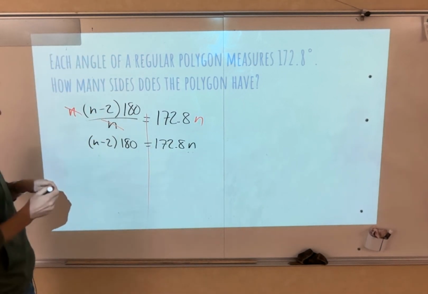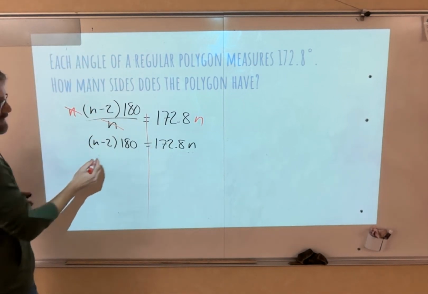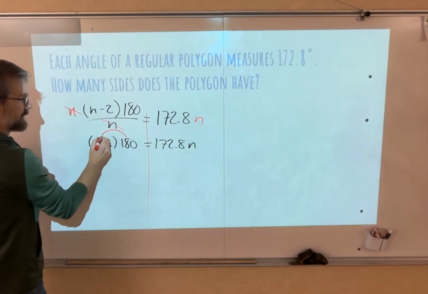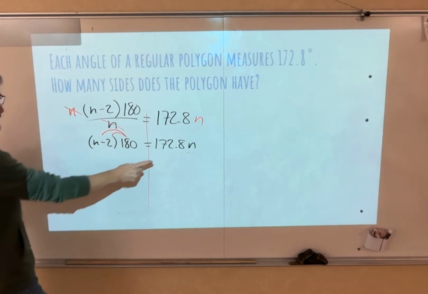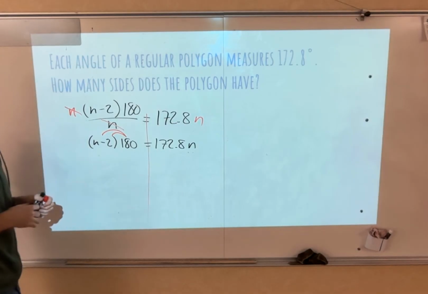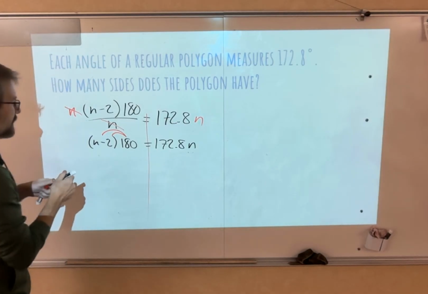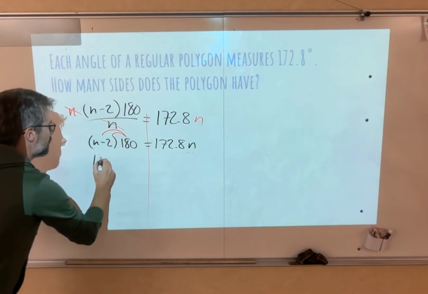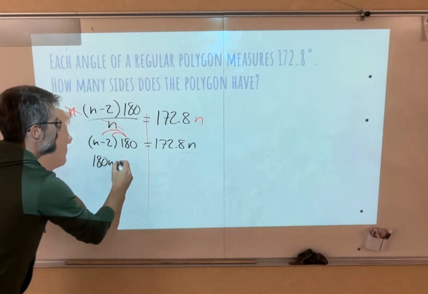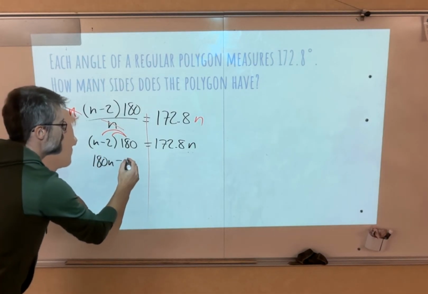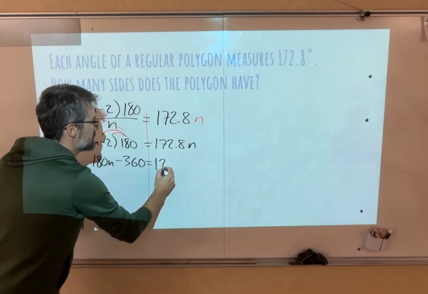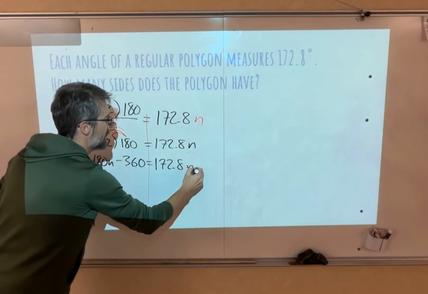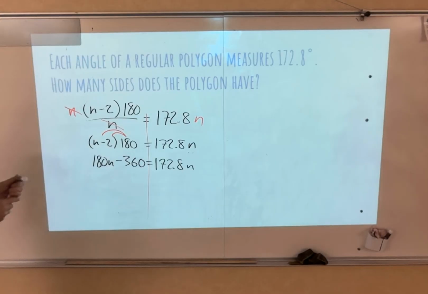Okay, now I think this is going to be a little bit easier if I take this 180 and I distribute it in. You could divide both sides by 180, but that's going to give you kind of a weird decimal number here, and if we can avoid it, I think that's probably for the best. So 180n minus 2 times 180, which is 360, equals 172.8n. All right, we're getting closer.